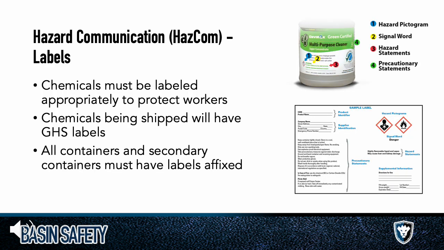Now this brings us to labels. Chemicals must be labeled appropriately to protect workers. Chemicals being shipped will have GHS labels, and all containers and secondary containers must have labels affixed. Now the GHS label, you can see an example in the bottom right here. It's going to have product identifiers, supplier identifiers, hazard pictograms, signal words like danger or warning. It's going to have hazard statements, precautionary statements.